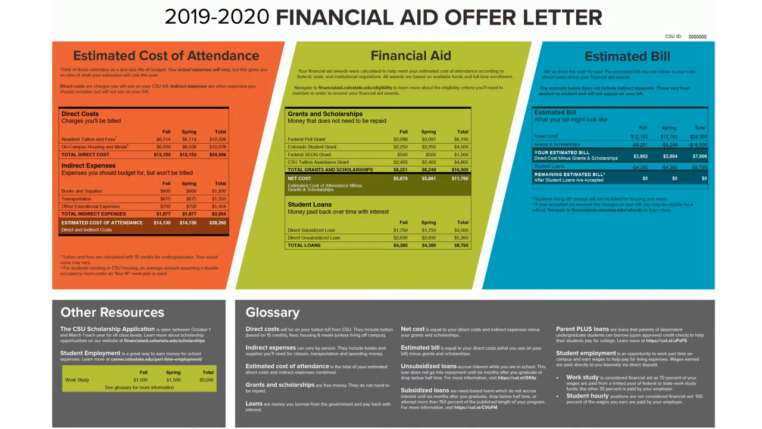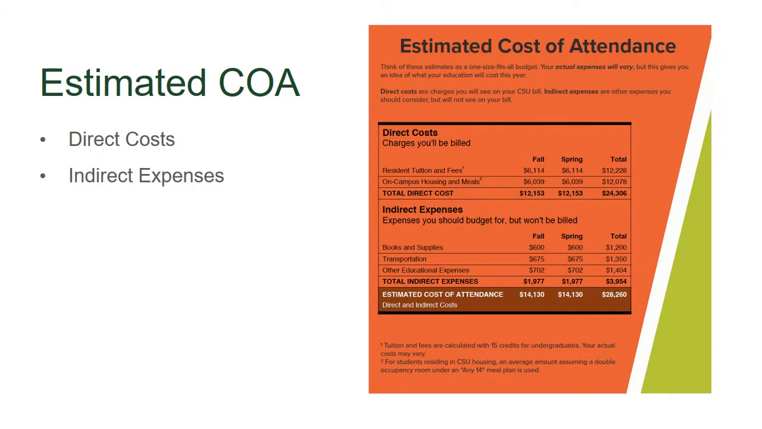So if you can imagine the offer letter, this is going to be folded in half. When you open up the offer letter itself, you'll be able to see these two, or this section completely spread out. But we're going to identify each particular section here through this presentation. We're going to start with the estimated cost of attendance. We're going to move to financial aid, estimated bill, and then the bottom sections there. Okay. So let's start with the estimated cost of attendance.